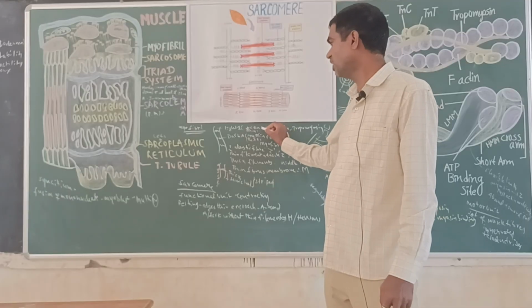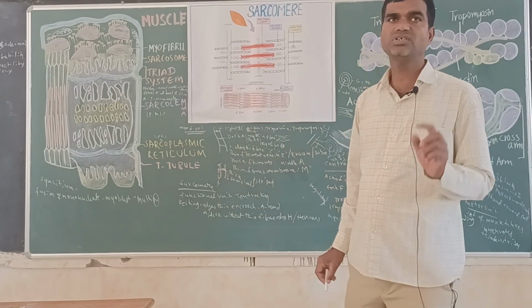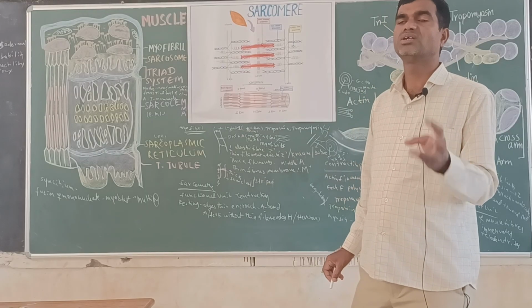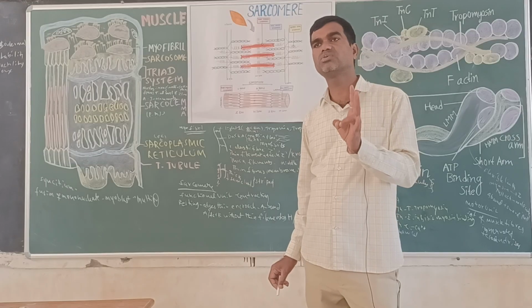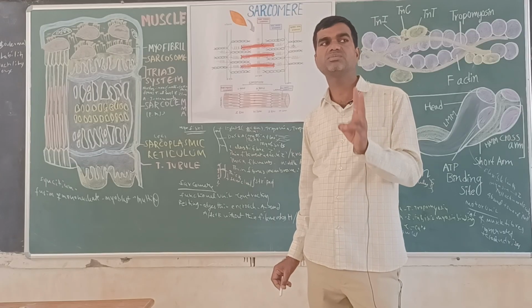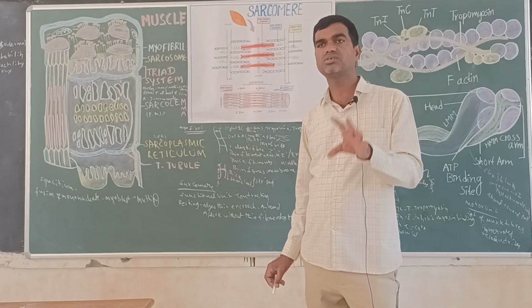Along with actin filaments, the light band contains troponin and tropomyosin. Troponin and tropomyosin are regulatory proteins. It is very important. This question has been repeated many times in NEET. Troponin and tropomyosin.